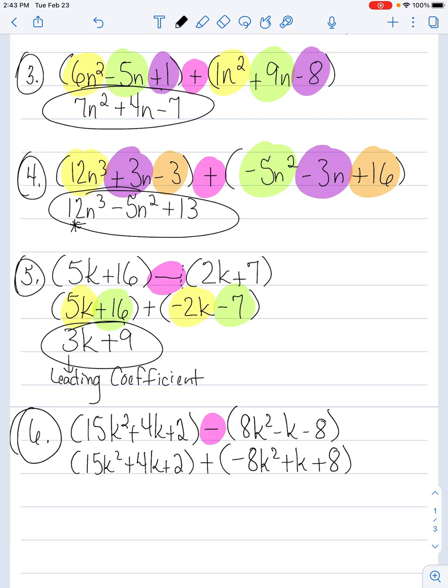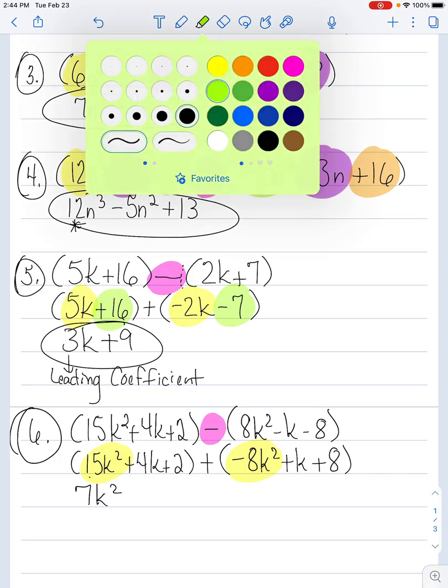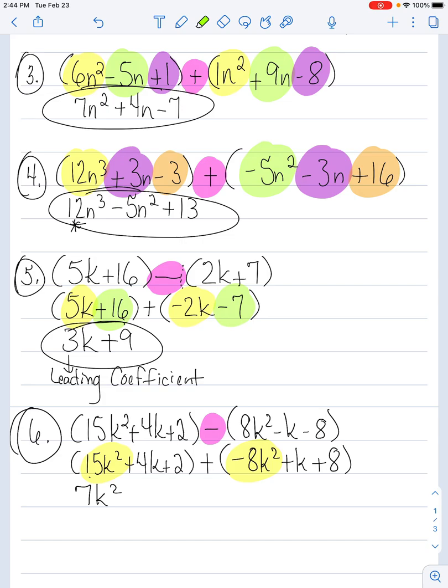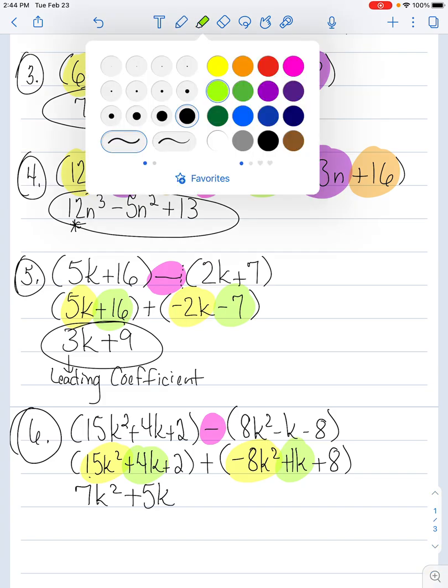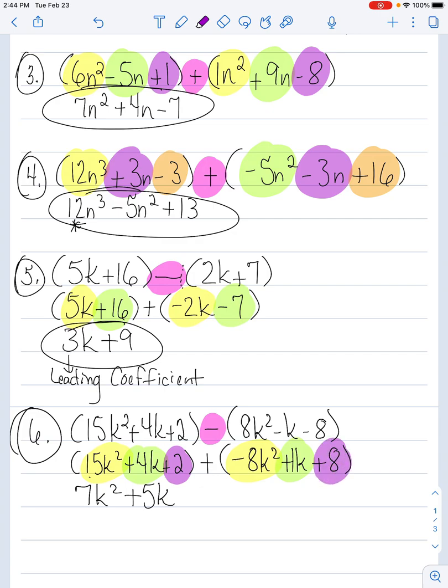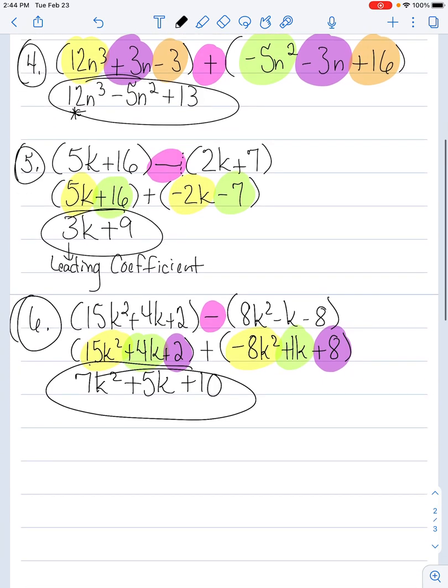And now I can just combine like terms. So I do notice I have k squared terms in both sets of parentheses. So 15k squared minus 8k squared is 7k squared. And I'm just going to keep going down. After k squared would be k. So I have 4k plus k. Remember, there's an invisible 1 there. 4k plus 1k is positive 5k. And my constants, 2 plus 8, will be a positive 10. So that is my simplified expression: 7k squared plus 5k plus 10.